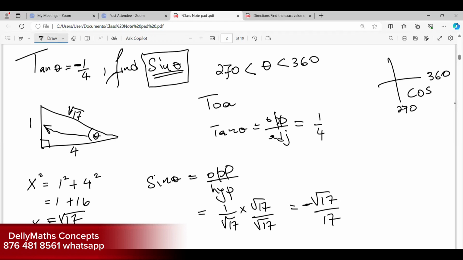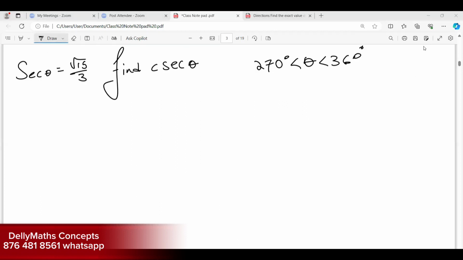Remember now that it's going to be negative because we're in the fourth quadrant, right? So there it is. We have done that. Let us take a look at the last problem. All right, so the fourth problem and last, we're finding sec theta is the root of 15 over 3.